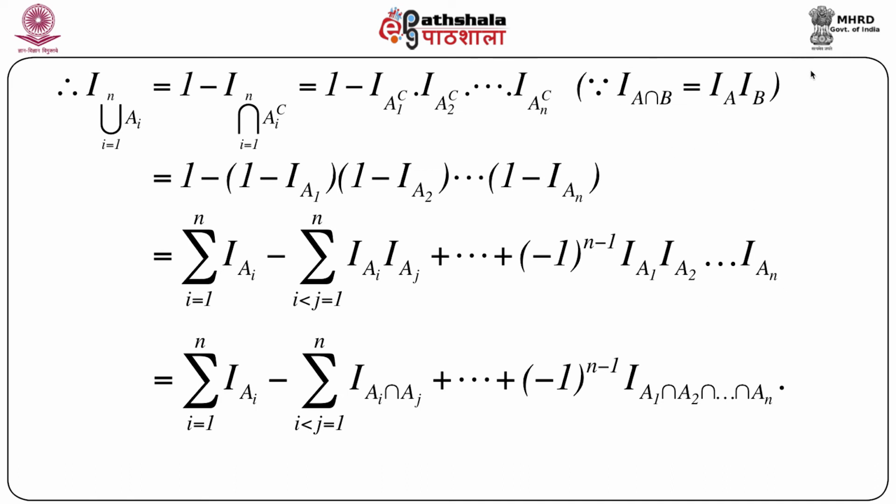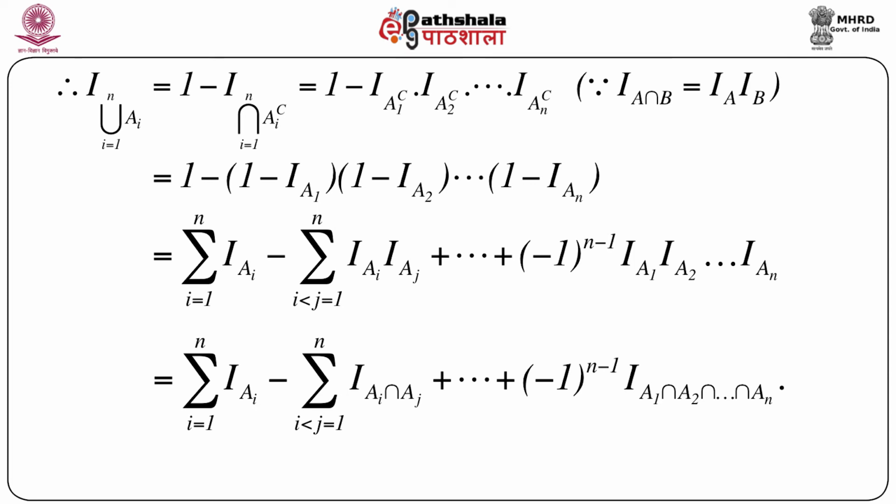Again apply this result, I of A intersection B equals I of A into I of B. So what we get is summation I of Ai, i equals 1 to n, minus, now I of Ai into I of Aj equals I of Ai intersection Aj, sum over that, and so on. The last term will be I of A1 intersection A2 intersection up to An.